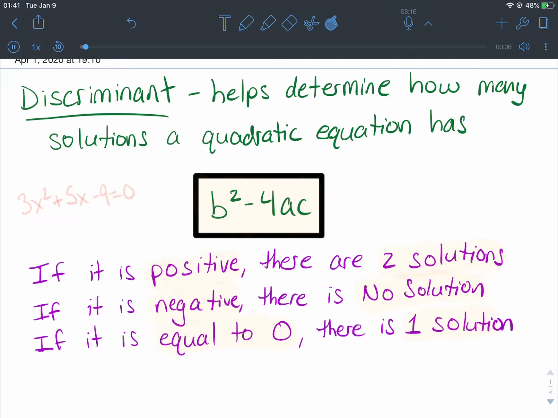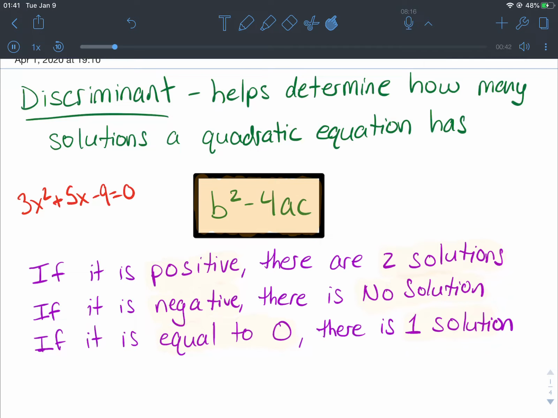Today we're going to be talking about the discriminant. What that is, I'm basically going to read it to you. It can help determine how many solutions a quadratic equation has. An example of a quadratic equation could be something such as 3x squared plus 5x minus 9 equals 0. That's your quadratic equation. The formula we're going to be using is in the beautiful black box, b squared minus 4ac. That is literally today's assignment.